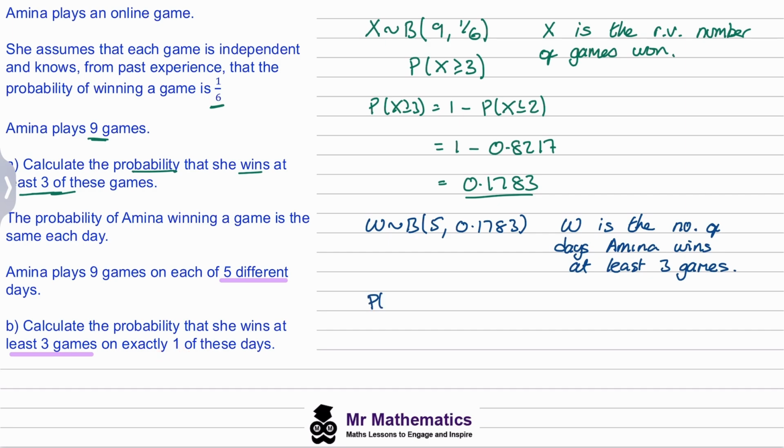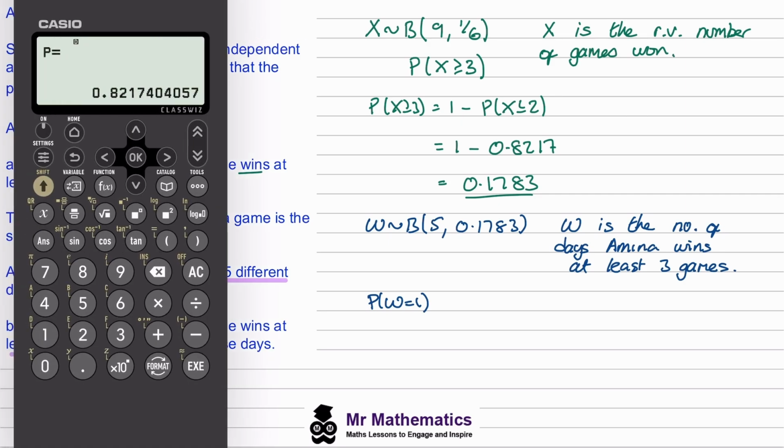So the probability of W equaling 1, if we go back to our calculators, we'll choose binomial PD now, and the variable will be 1, number of trials is 5, and the probability of success is 0.1783. We can execute that, and we get 0.4064. Okay?